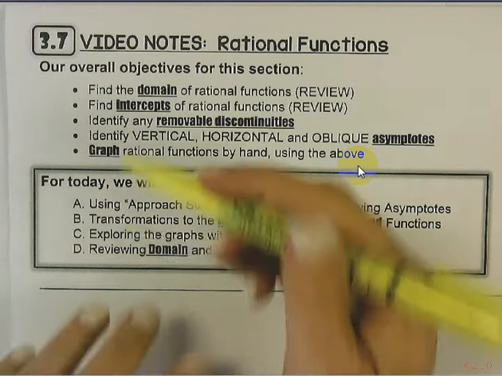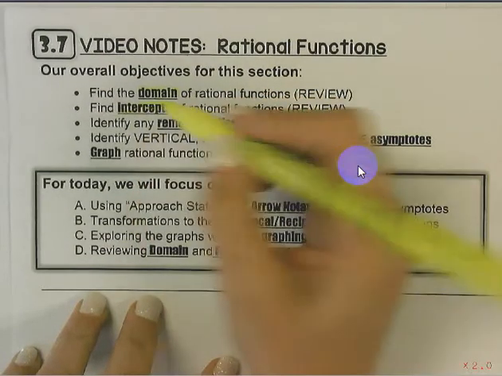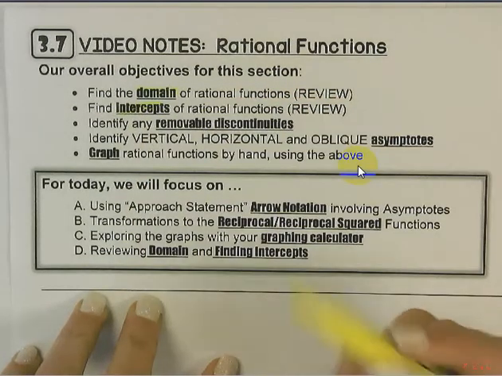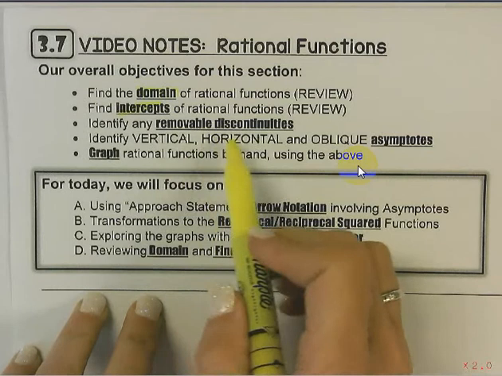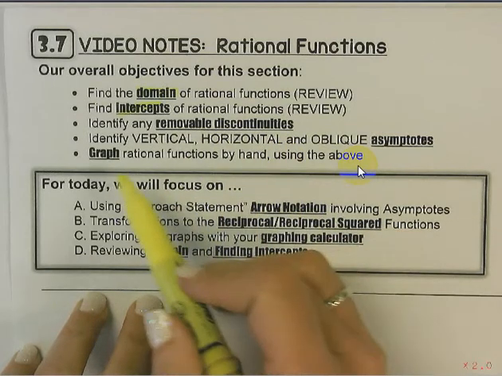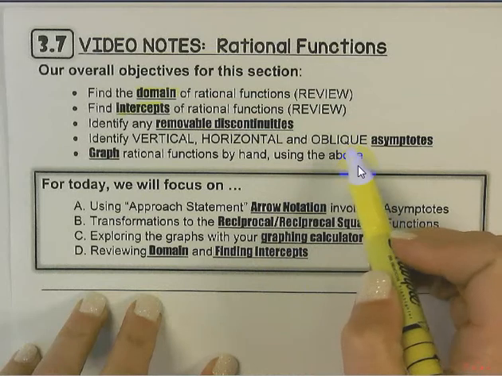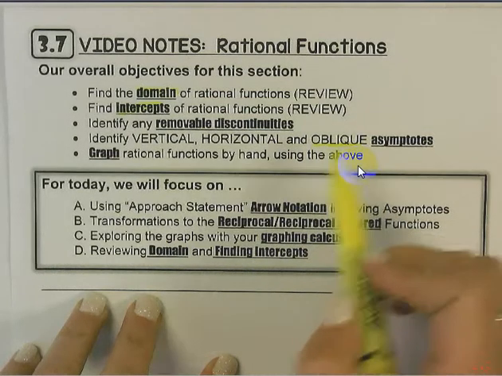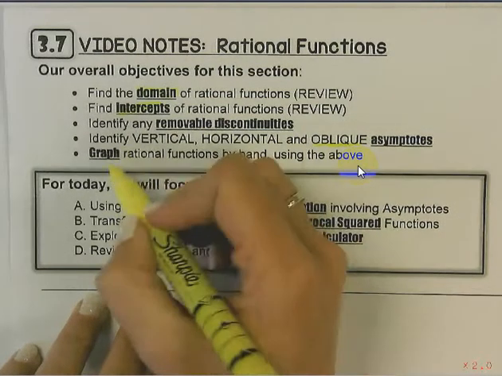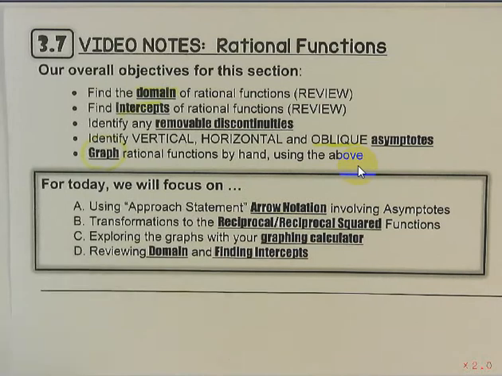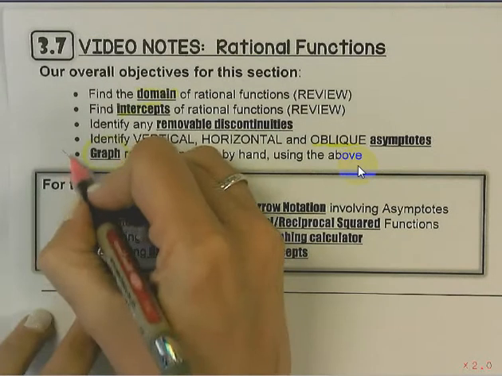that I've listed. We're going to be revisiting domain and intercepts, which we'll do today. We'll be talking about something called removable discontinuities. We're going to be looking heavily at finding vertical and horizontal asymptotes, as well as what we call oblique asymptotes. And then ultimately our big goal, what I would actually say is the biggest goal of them all for this section, is we're going to be looking at graphing these things.